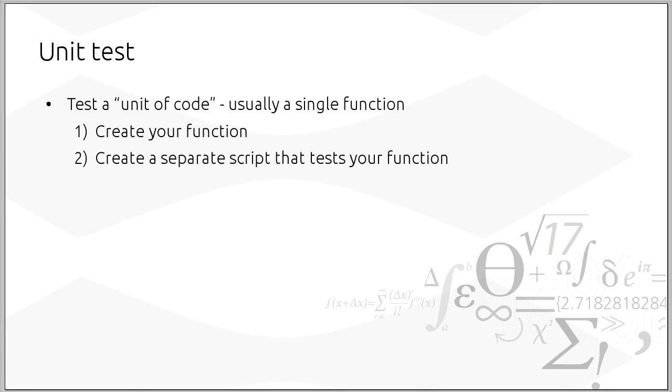Now you can use these assert statements inside your code to check that certain conditions are met as your code runs and to make sure that the program will halt if some condition is not met. Another way that you can use assert statements is to create what's called a unit test. So in a unit test you test a unit of code, which is usually a single function. And the way you would do it is you would create your function, and then in a separate script you would create a number of tests that call your function and make sure that the input and output are correct. Now let me show you how you can do that.